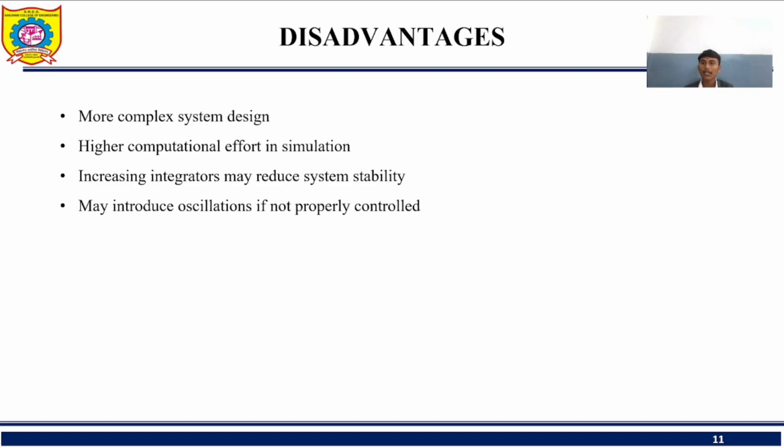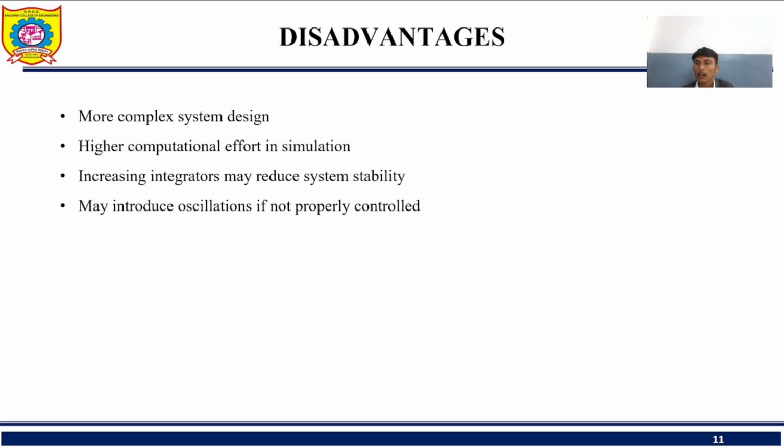Third is that increasing the system type may reduce system stability. System stability means the system may become unstable. It is one type of main disadvantage.